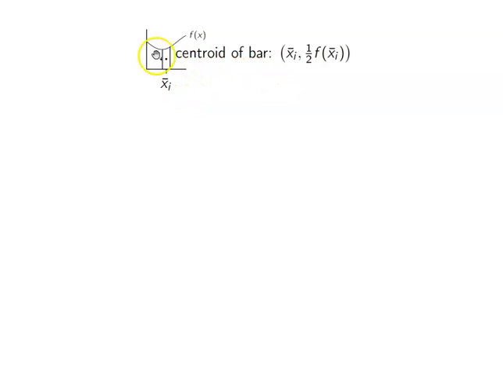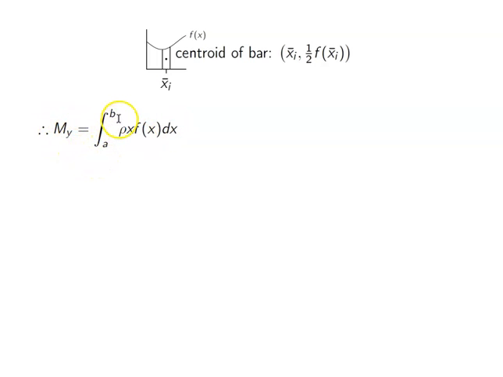So here we have our curve f of x. This is the center of the ith bar, and that centroid is right in the center, x-wise, okay? Height-wise, it should be halfway of the height of the function evaluated at this x bar, okay? Which should make sense because it's the center of the bar, right? So it's halfway in the middle in x, halfway in the middle of the function height. So that's the moment about y.